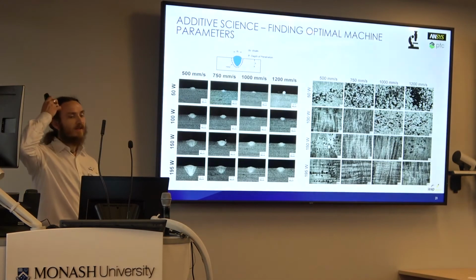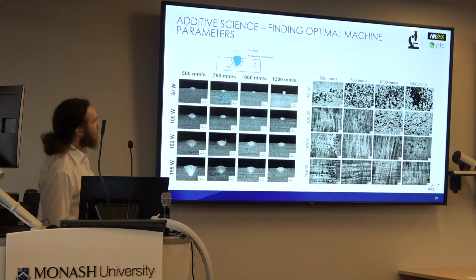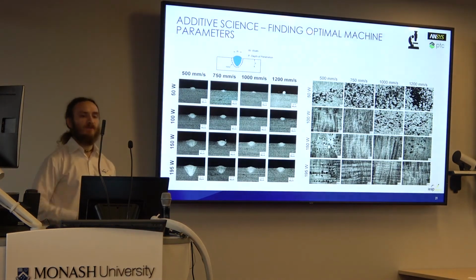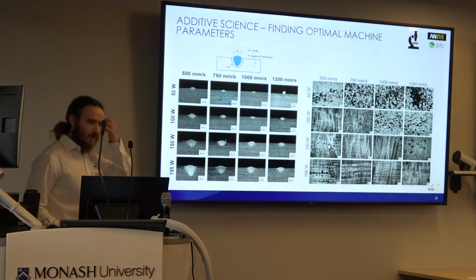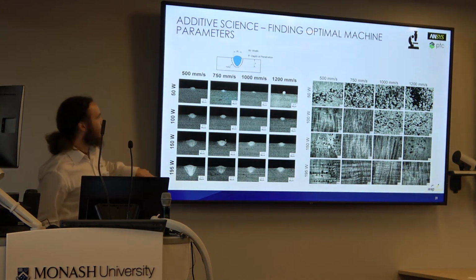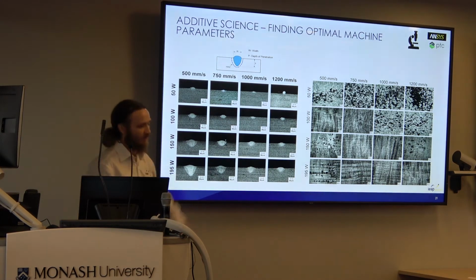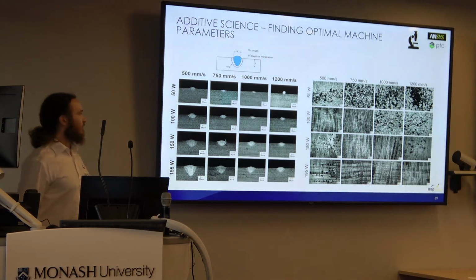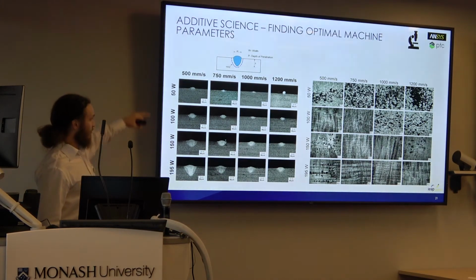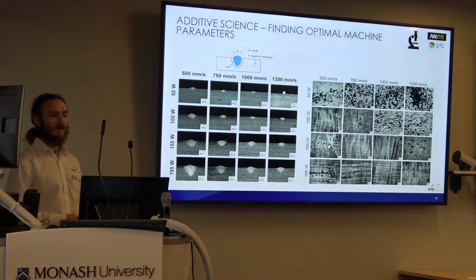Okay, so then finally there's additive science. Additive science is a tool that we use for predicting the microstructure and the material properties. So you can see there's a little DOE that's been done here, and they've run a couple of scan speeds, from 500 millimeters per second up to 1200 millimeters per second, and a range of laser powers from 50 watts up to 195 watts.